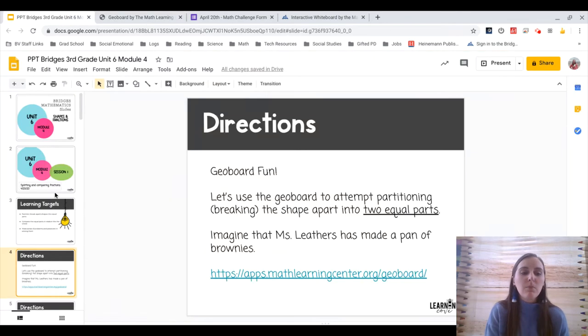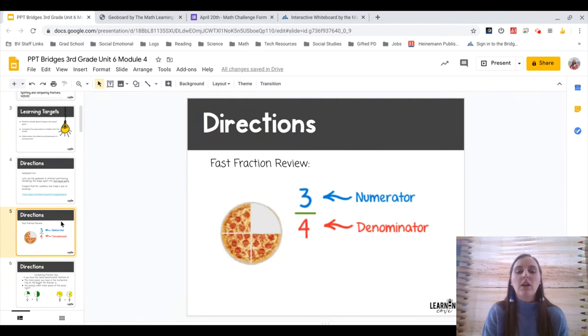Okay, let's go back to some of our fraction fast review. Okay, so if I'm looking here, sometimes we do brownies, sometimes we do pizza. So I'm looking at this pan of pizza, and my fraction is 3/4. Remember that a fraction has a numerator, which is a top number, and the denominator, which is a bottom number.